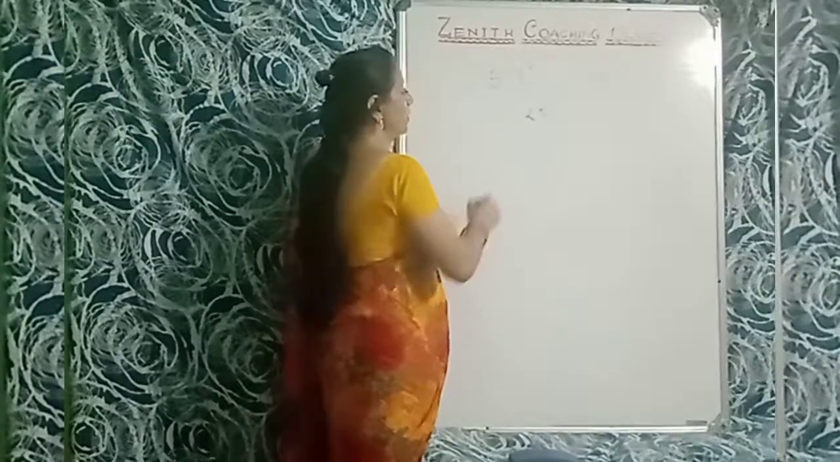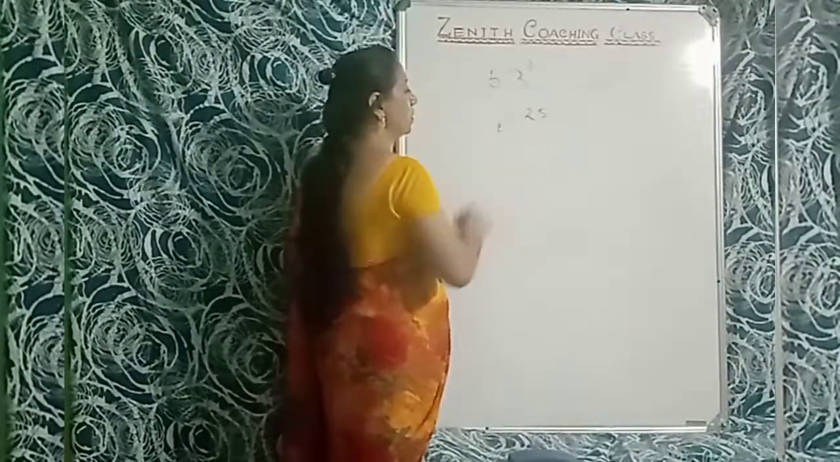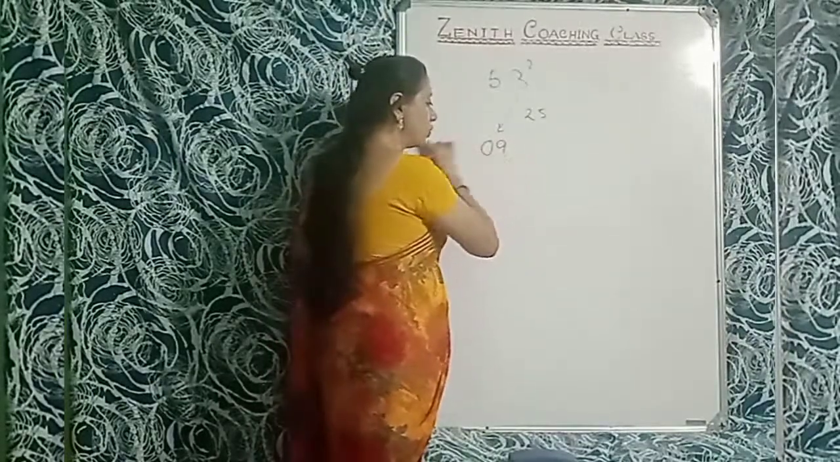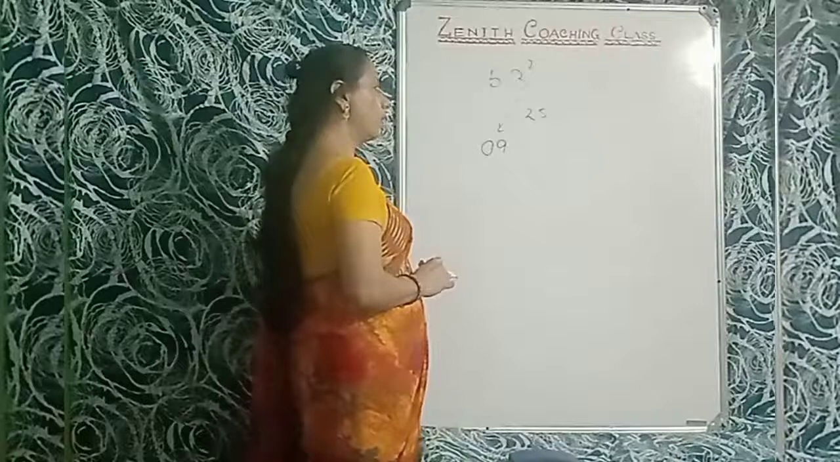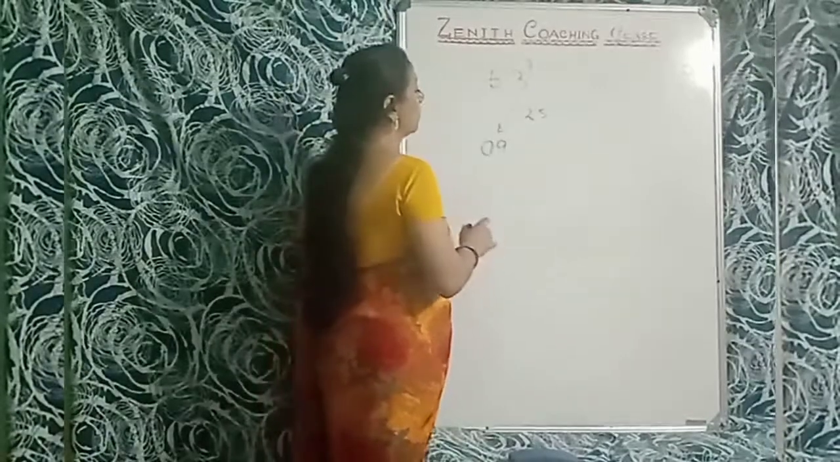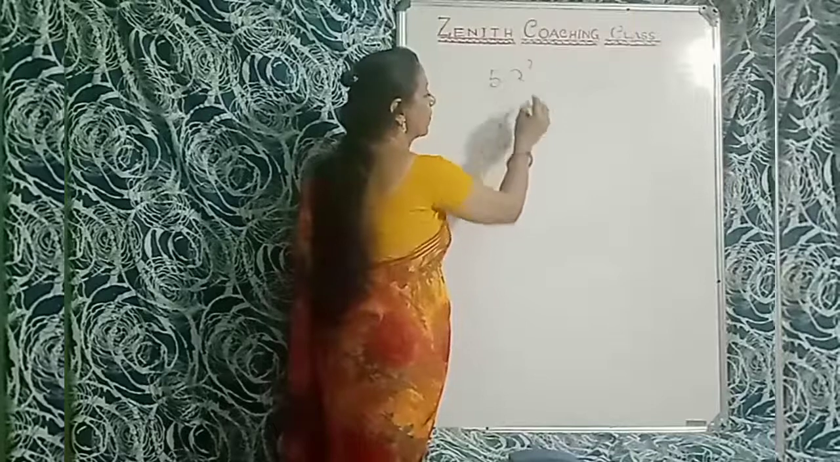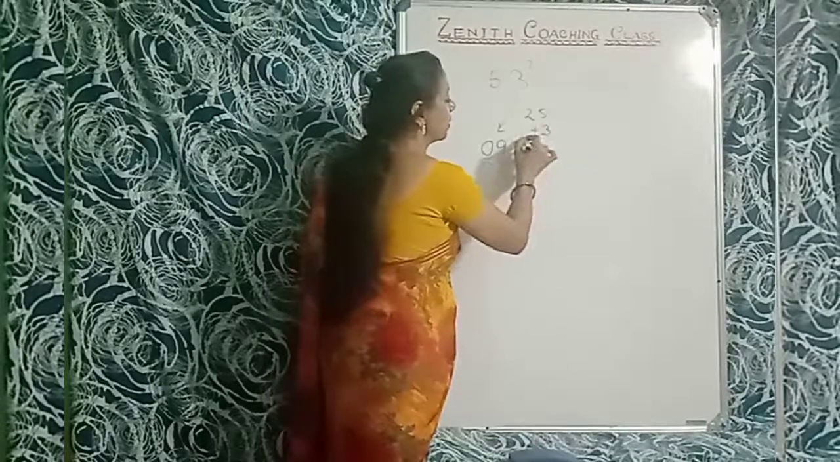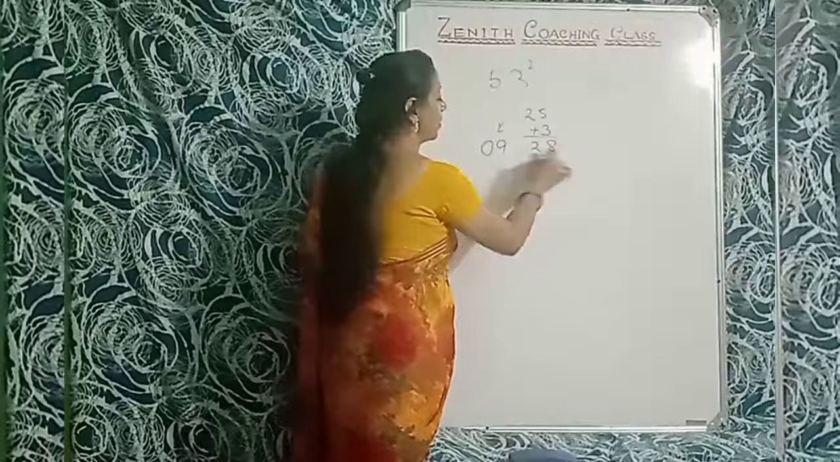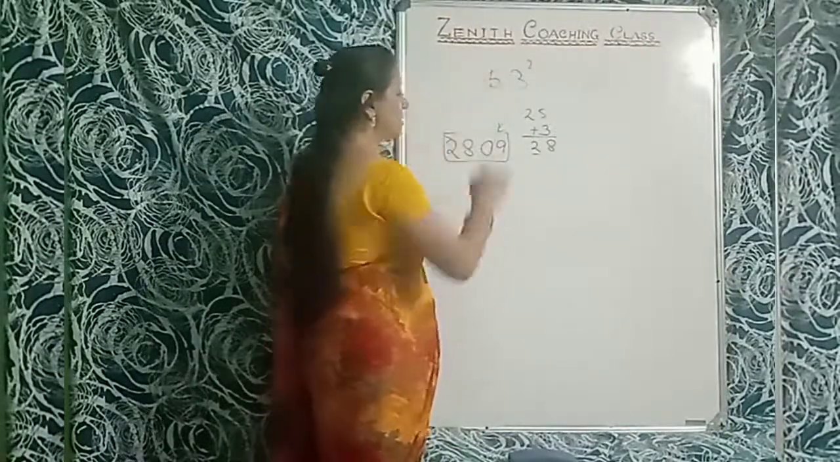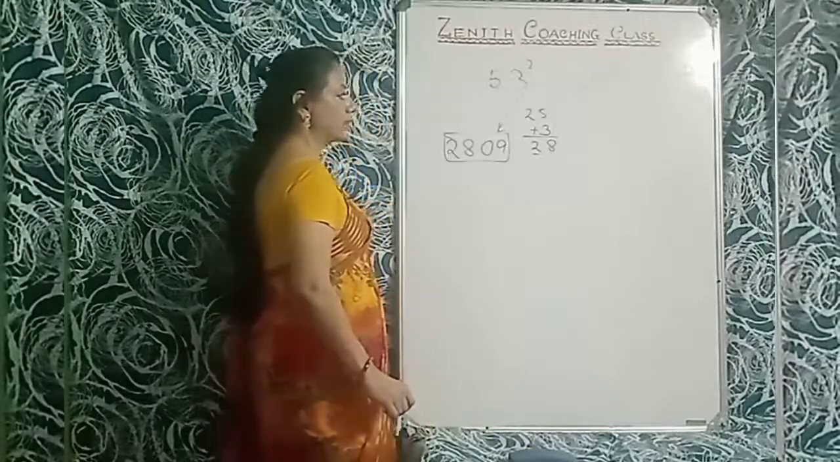First, what you have to write? That is 3 square. 3 square is 9. But you have to write in two-digit number. That is 09. Okay. Next, what to do? Now, 25, 53 is 3 more than 50. So 25 plus 3, so 28. So here is the number 2809. 53 square is 2809.